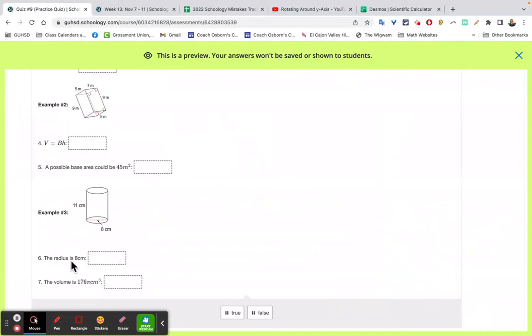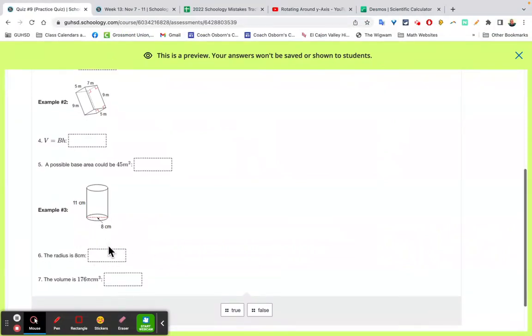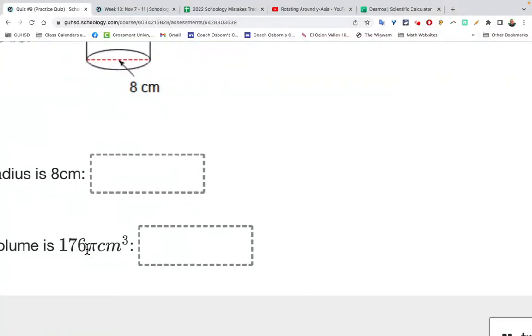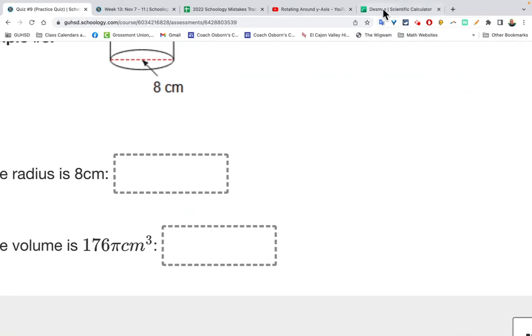So let's see what it said. Okay, the radius is 8. That's false because the radius is half of the 8. And then the volume is 176 pi. Now notice it showed it with pi. So I'm actually not going to calculate the pi part. I'm just going to leave the pi there.